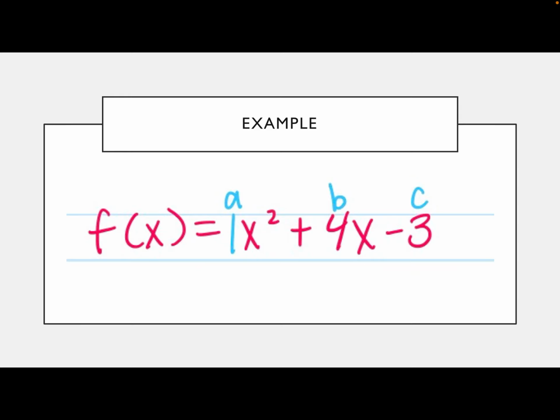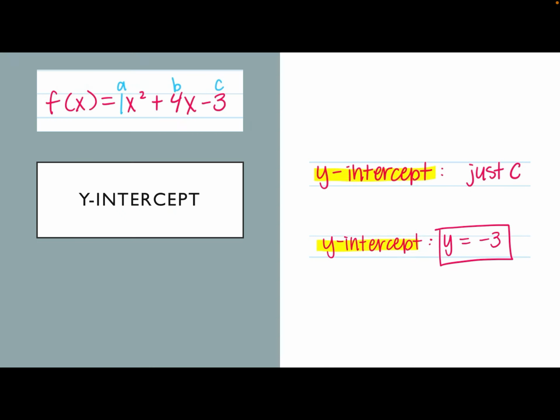This is our example that I'm going to use, and I'm going to show you how to find each thing just from this equation. The first thing I did here is I went ahead and labeled my a, my b, and my c. The b and c were easy: 4 is the b and -3 is the c. But for the a, there was nothing there in front of the x squared, so we went ahead and called it a 1, and we gave it the letter a. Let's move on and see what all we can find from this equation.